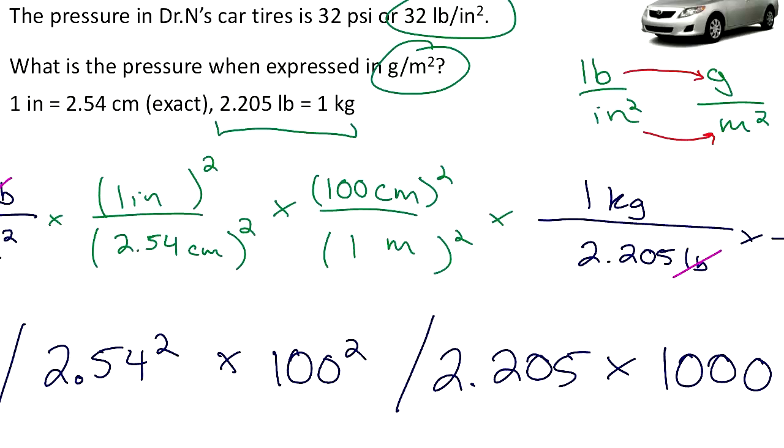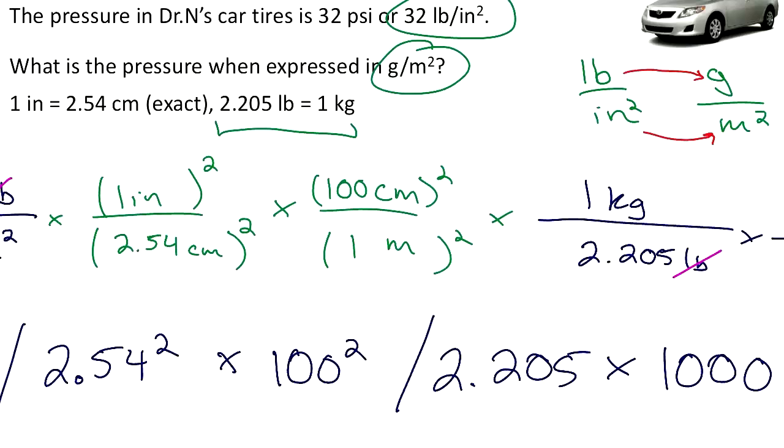So the question was, can I just multiply by everything in the top and then divide by everything in the bottom? Yes, you can, because of a property of multiplication and division, it's commutative, which means you can do it in any order. I just do it by eye. I like to go up, down, up, down. But yes, if you did 32 times 100 squared times 1,000 divided by 2.54 squared divided by 2.205, you'll get the same answer. Why don't you just try it yourself and see?